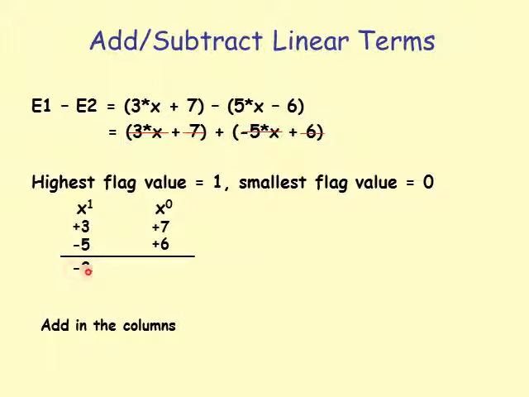Okay, so 3 minus 5 is minus 2, and 7 plus 6 is 13. So I have minus 2x plus 13 as the result of doing e1 minus e2. Let's continue. That means e1 minus e2 is minus 2 times x. The first power of x is the same thing as x, and the 0th power of x is the same thing as 1. So 13 times 1 is 13. So e1 minus e2 is minus 2x plus 13.